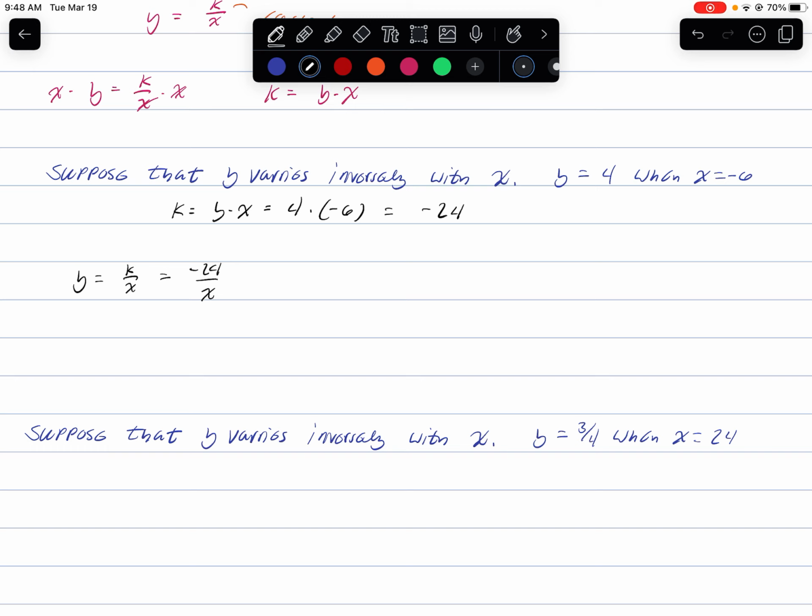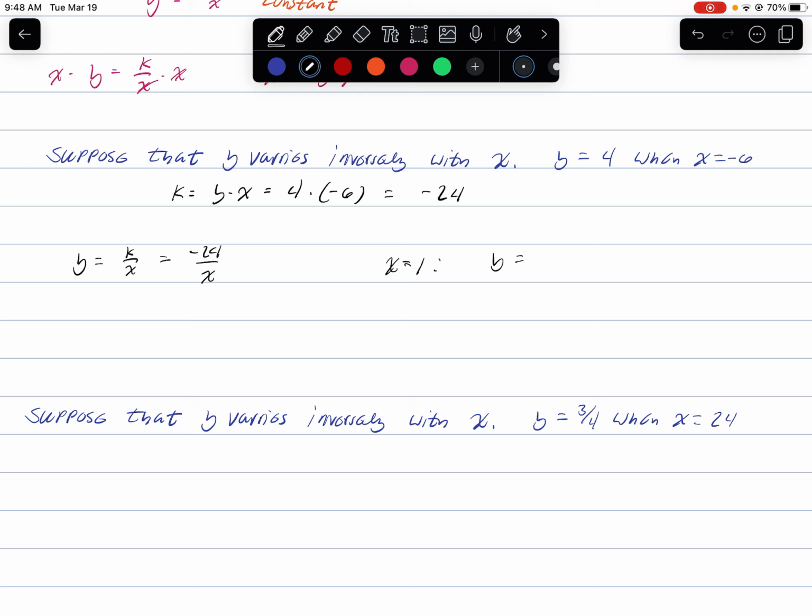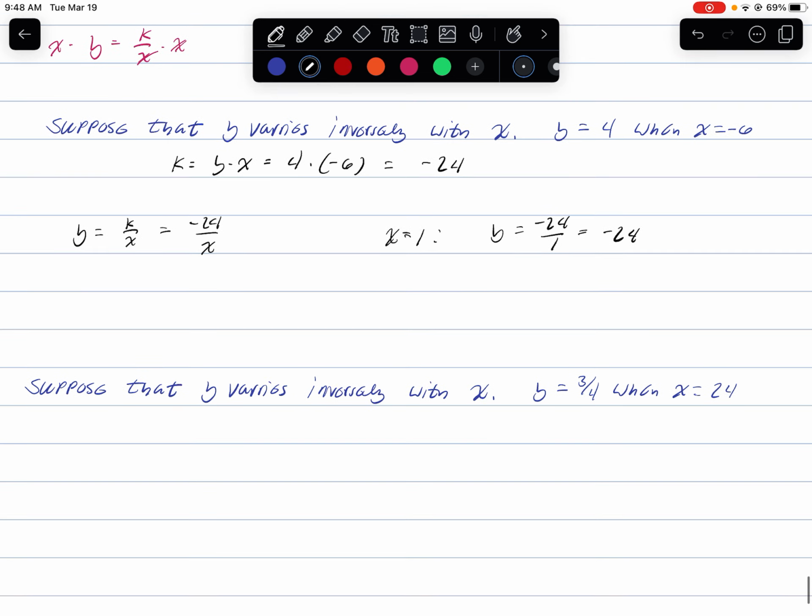So let's see what happens here. Let's start with a fairly small number. If we have x equals 1, we're going to have y equals negative 24 over 1, which is equal to negative 24. That's fine. But what about x equals, I don't know, 12. So x is quite a bit bigger now. We have y equals negative 24 over 12, which is just negative 2. So y is getting closer to 0 as x gets larger.